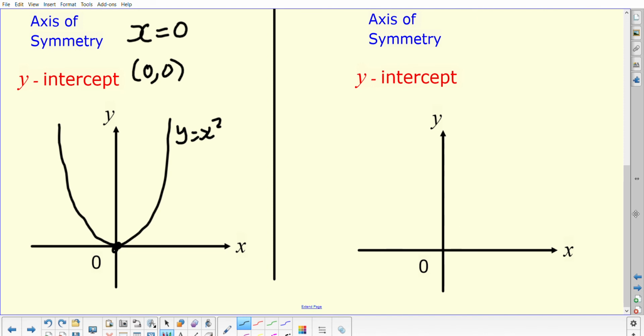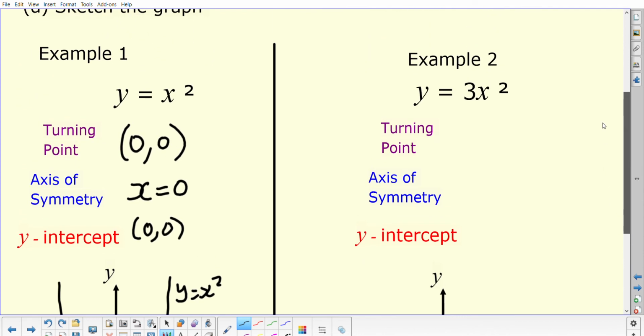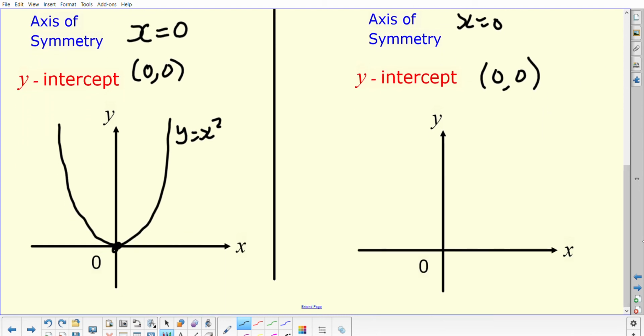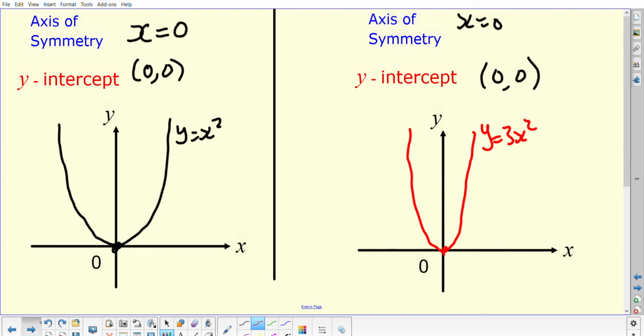If you stick a number in front of the y equals x squared, all that happens is it makes it steeper, right? 3 times x squared. You still get the same turning point, the same axis of symmetry, and the same y-intercept. So the only difference between the graph on the left and the graph I'm about to draw in here is that it would be a much steeper graph. It will rise, but it's still got the turning point at 0, 0, and it just rises steeper.